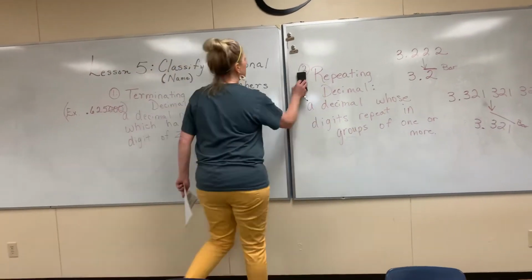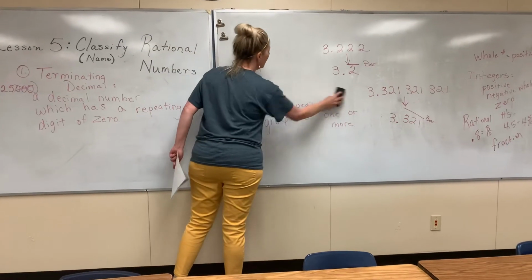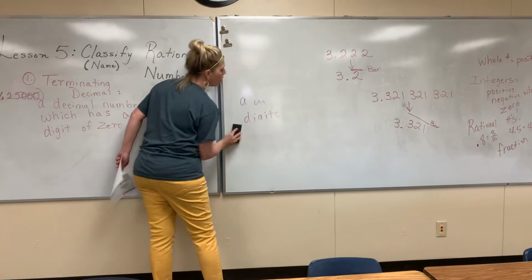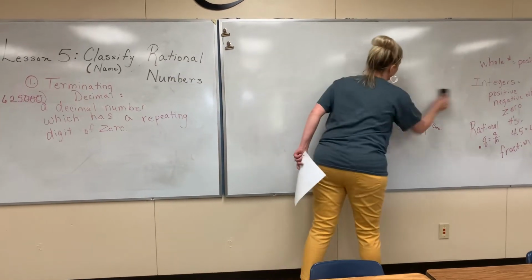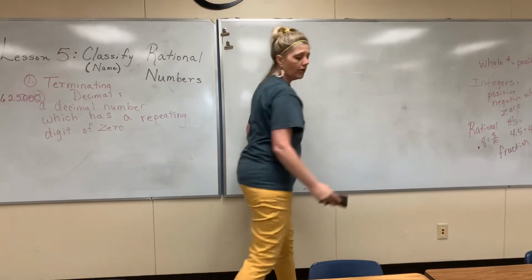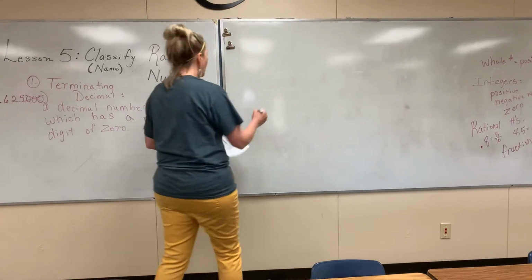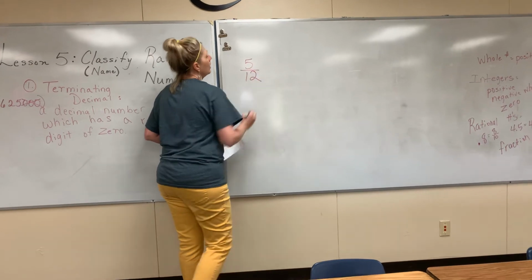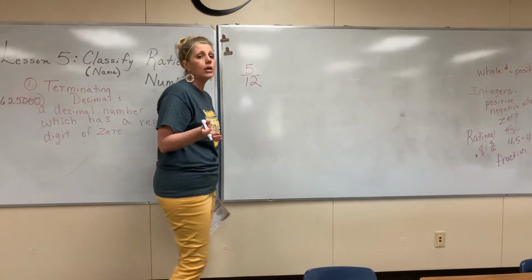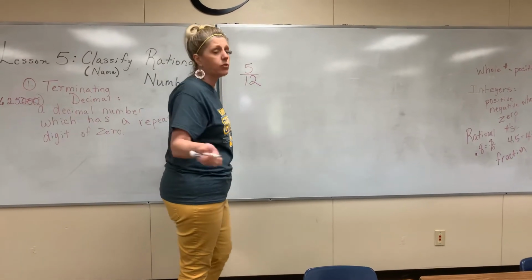All right, so let's look at this first one. And this is not really hard because y'all have already divided the numerators by the denominators in previous lessons. Okay? It's just now you're adding a little bit of vocabulary with it. All right, so let's take this one, for example. 5/12. Okay, we want to change that to a decimal number. So we're going to read it 5 divided by 12.